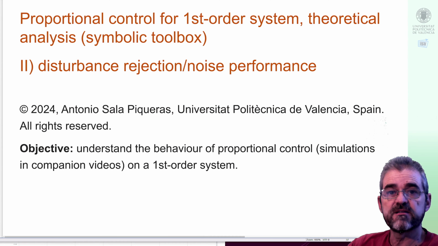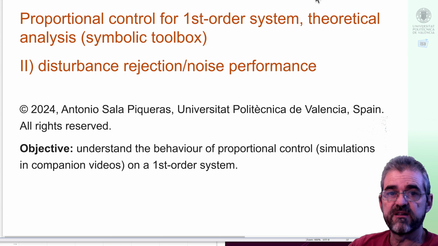I'm Antonio Sala, and in this video we are going to continue with our case study on the theoretical justification about the performance of a proportional controller on a first-order system. In a first video, we discussed the problem statement, block diagram, closed-loop transfer functions, and setpoint tracking performance, and here we'll discuss disturbance rejection and measurement noise behavior.